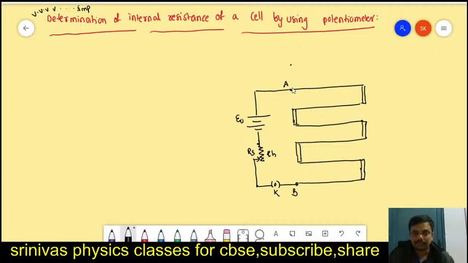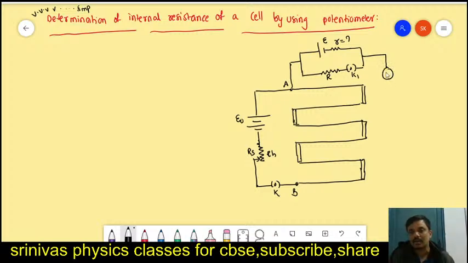Next, the cell whose internal resistance is to be determined is connected here at point A. This is the cell whose EMF I want to determine. This cell's EMF is E. Its internal resistance, r, is smaller, and that I want to find out. We are connecting some parallel resistance here, along with some plug key, that is K1. Next we connect these two like this, and then this is connected to a galvanometer, and this galvanometer is connected to a jockey. That's all. This is the circuit diagram.